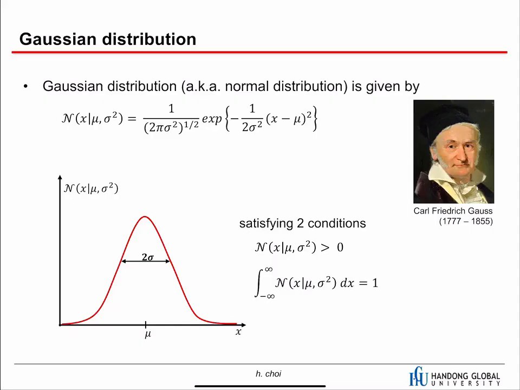Now, let's talk about Gaussian distribution, which is really popular in machine learning and in engineering in general. Gaussian distribution, also known as normal distribution, is given by this equation. As you can see, there is a mean and the variance, and we have an exponential function, and it looks like this. It's like a bell shape. It's a really smooth curve, and it is symmetric. It means the left side and right side look similar.